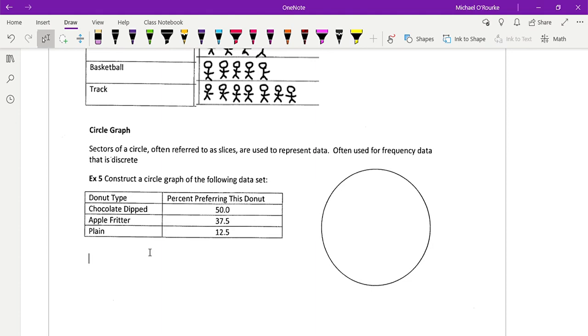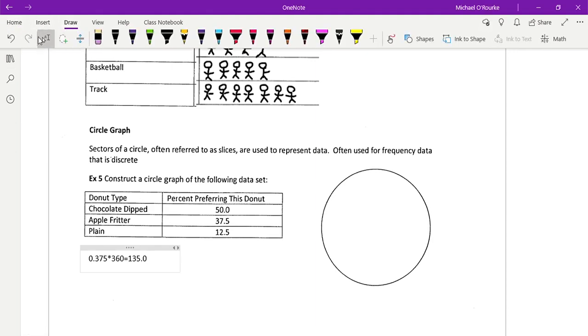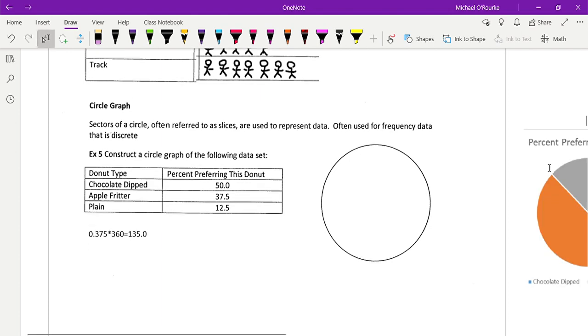But what you do is you take 37.5% as a number, so 0.375, right? Then multiply that by 360. So 135 degrees of my circle will be apple fritter, right? That's how you'd figure that out. Now, don't worry about this too much. We're just going over items. I'll draw the circle now. Just eyeball it, make it up.